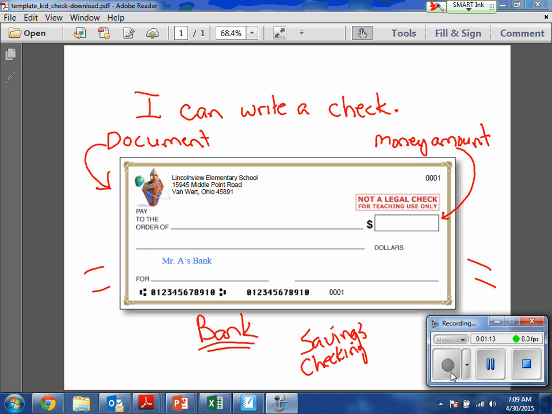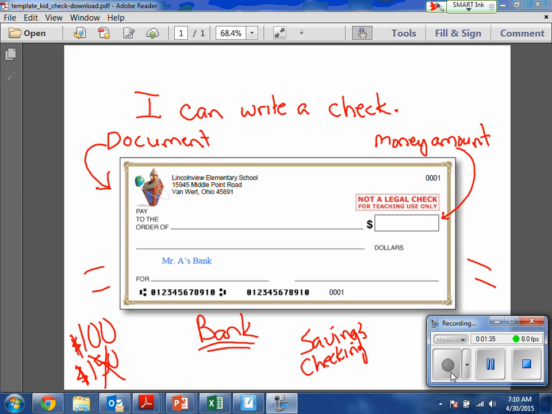You can write a money amount for any amount that you want as long as you have that amount in the bank. Meaning that if you put, let's just say, $100 into the bank, and you write a check for $150, the bank's going to say, sorry, you don't have enough money to do that.